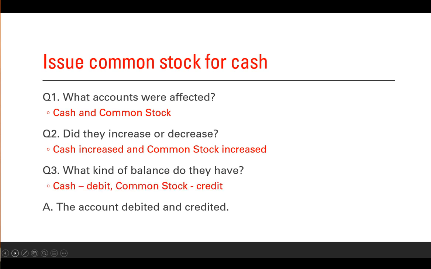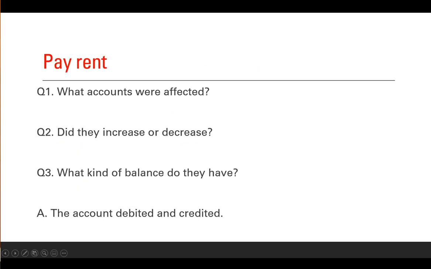All right. So finally, we need to decide what was debited and what was credited. Again, both increased. So we're increasing a debit account, we debit it. We're increasing a credit account, we credit it. So debit cash, credit common stock. Okay. All right. Pay rent.